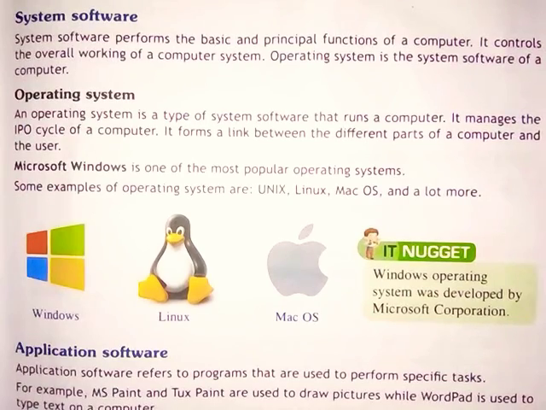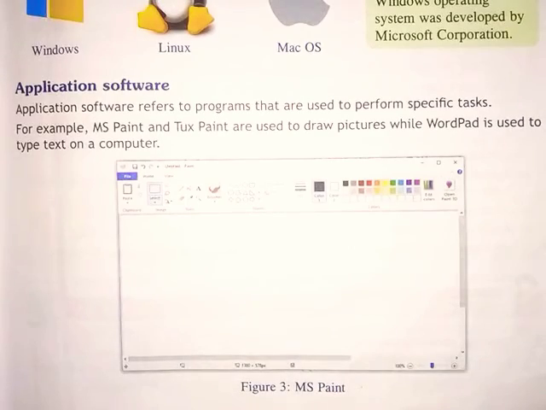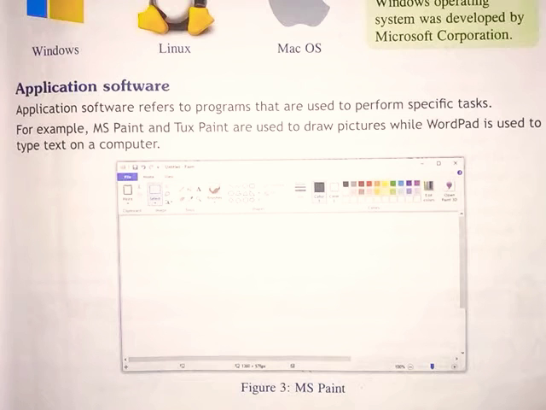Application software. Application software refers to programs that are used to perform specific tasks. For example, MS Paint and Tux Paint are used to draw pictures, while WordPad is used to type text on a computer.